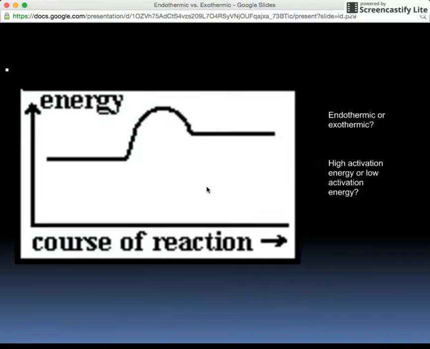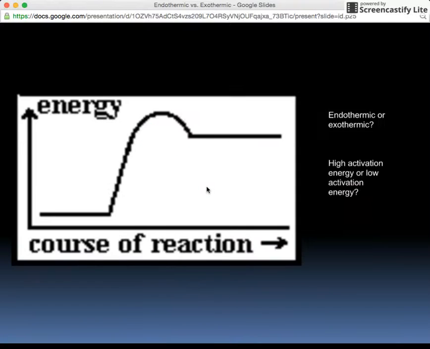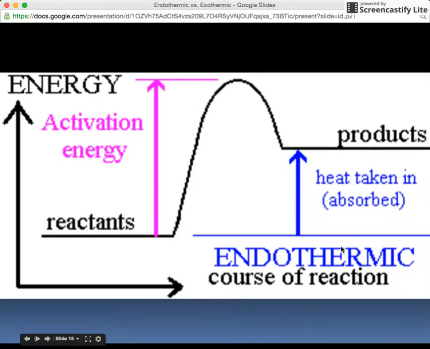I would definitely make sure that you have these slides done with these answers, because you are going to be expected to know how to read one of these graphs and how to figure out if something is exothermic, which looks like this, where the reactants are higher than the products, or an endothermic reaction, where the reactants are lower in energy than the products, okay?